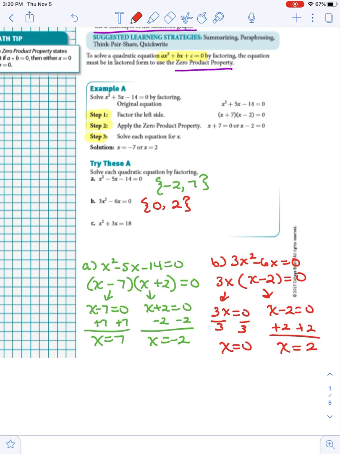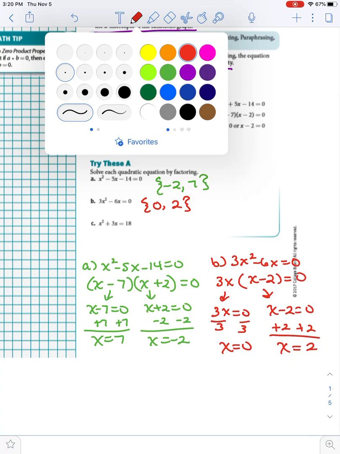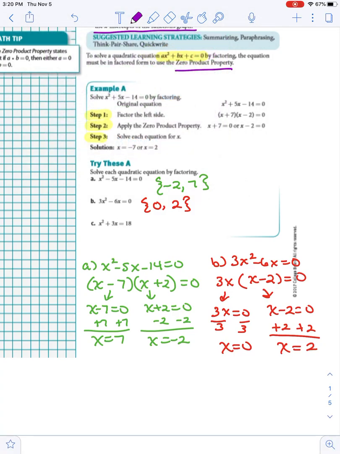For our third problem, part C, we actually have an equation that's not set equal to 0. That's going to have to be our first step. We're going to want to subtract 18 on both sides in order to get an equation that is equal to 0. So we'll have x squared plus 3x minus 18 equals 0. Now it's ready to be factored.